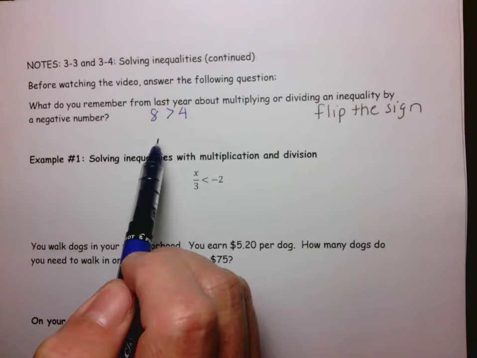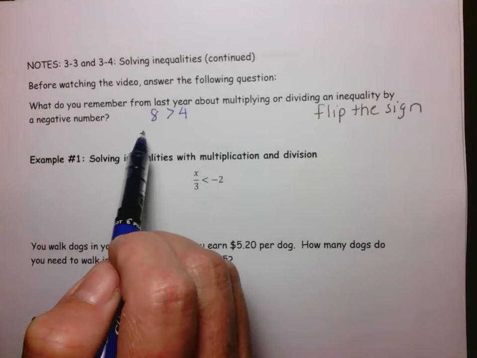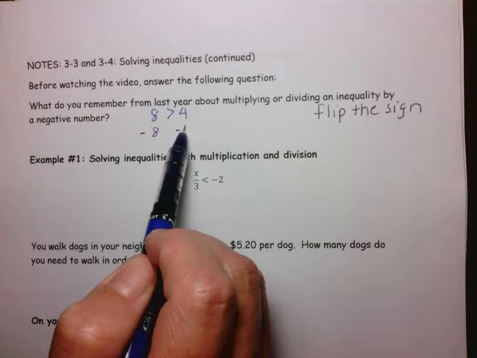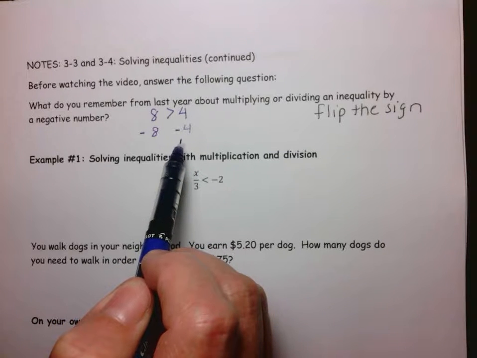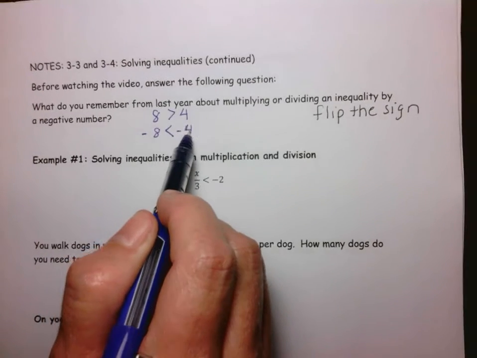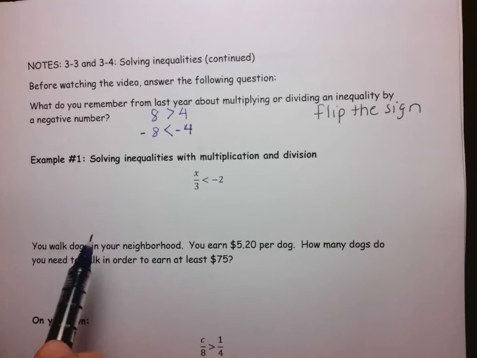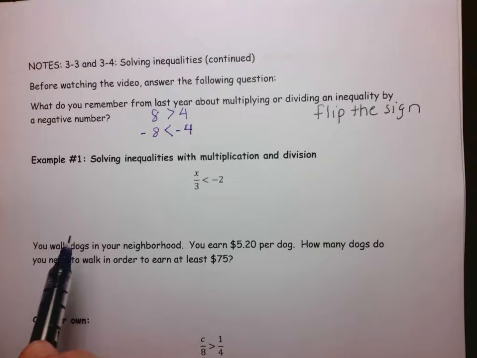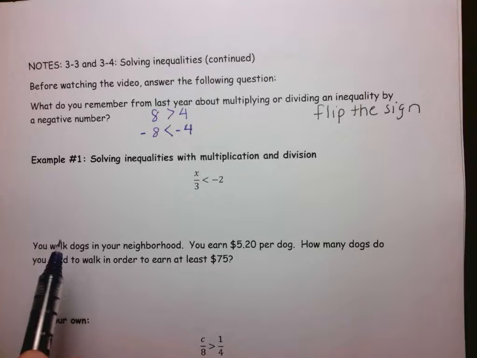But what happens if I multiply both sides by a negative number? Negative 8 and negative 4. Let's say I multiplied both sides by negative 1. What happens now? Now, the negative 4 becomes the larger value. I flipped the sign. The reason I flip the sign once I multiply or divide both sides by a negative number is because I have just changed which side contains the greater value.